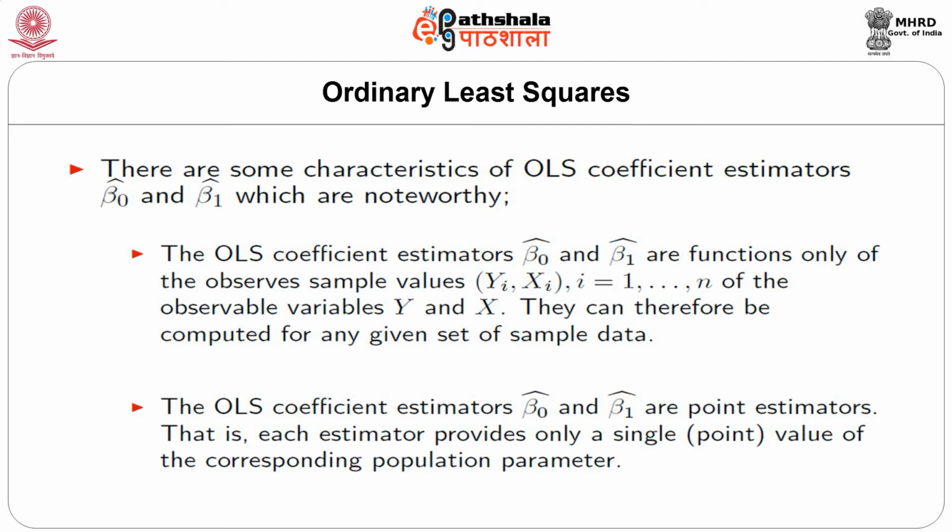The second characteristic is that the OLS coefficient estimators beta 1 hat and beta 2 hat are functions only of the observed samples y_i, x_i for i equals 1 to n of the observable variables y and x. They can therefore be computed for any given set of sample data. And the third characteristic is that the OLS coefficient estimators beta 1 hat and beta 2 hat are point estimators, that is, each estimator provides only a single value to estimate the unknown parameters.